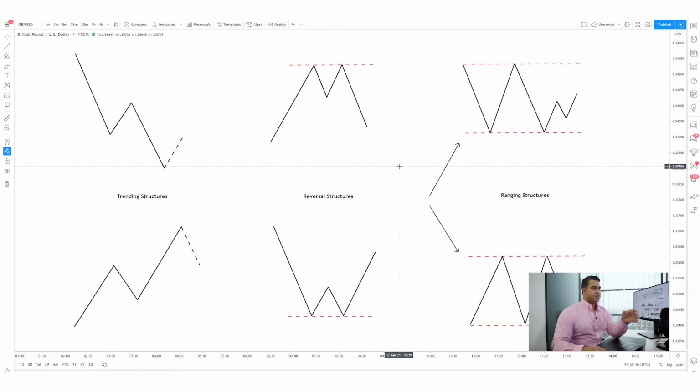So we just mentioned there are 3 structures that you're going to be looking at when looking to take a trade. The first is trending structures. The second is reversal structures, and then the final is ranging structures. So the answer to what you're looking for here is, where do we place our key levels? What are the optimal key levels in these 3 scenarios? Well, let's first take a look at trending structures.